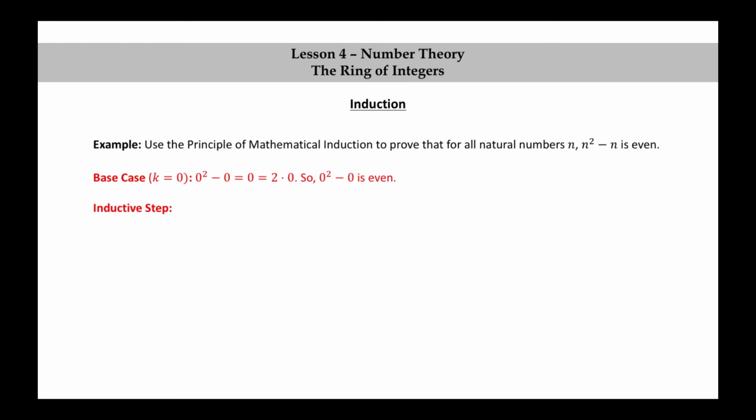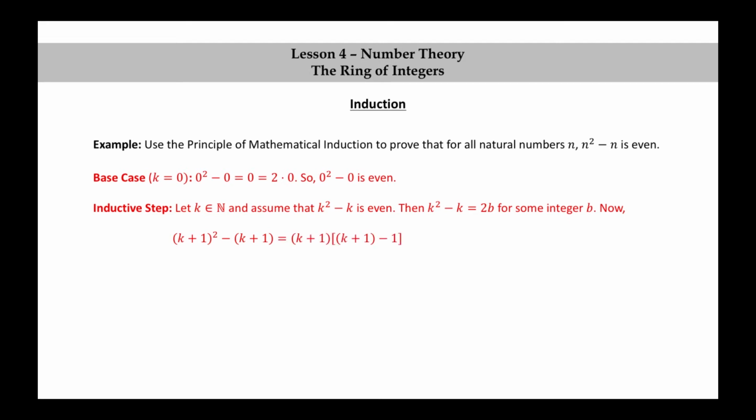The inductive step. Let k be a natural number and assume that k squared minus k is even. Then we can write k squared minus k as 2b for some integer b. Now, okay, let's go through this step by step. So we want to show that (k plus 1) squared minus (k plus 1) is even, right? Okay, so this is equal to (k plus 1) times (k plus 1) minus 1. In this step, we're using left distributivity, right?